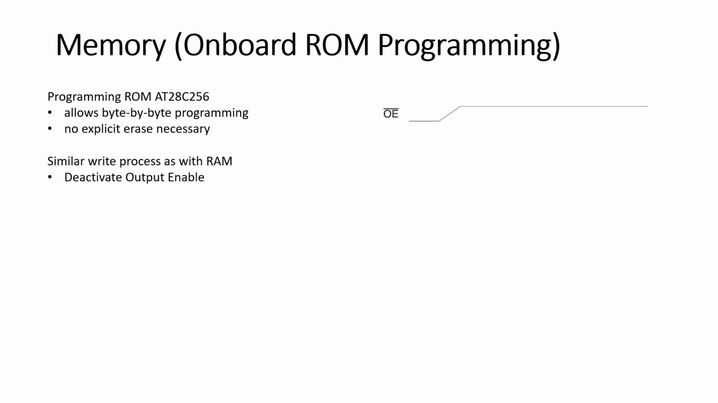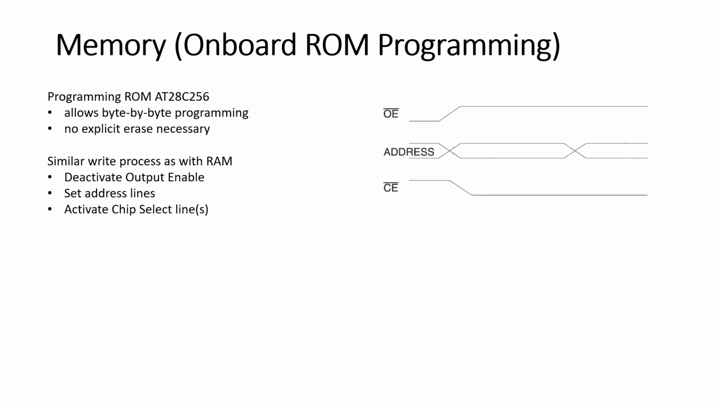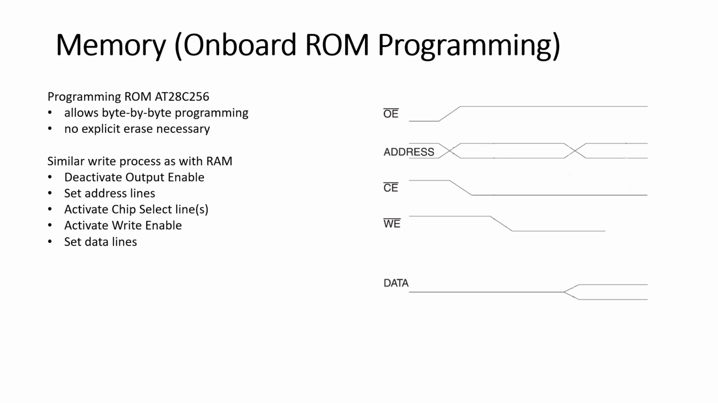Not only that, the write process that this chip requires is very similar to the write process that the RAM chip has. That means you have to deactivate the output line, then set the address lines, activate chip select so that the chip is active, activate write enable, pull that low, then set the data that you want to write into that address, and then deactivate write enable, and at that deactivate pulse the data is latched into that chip.